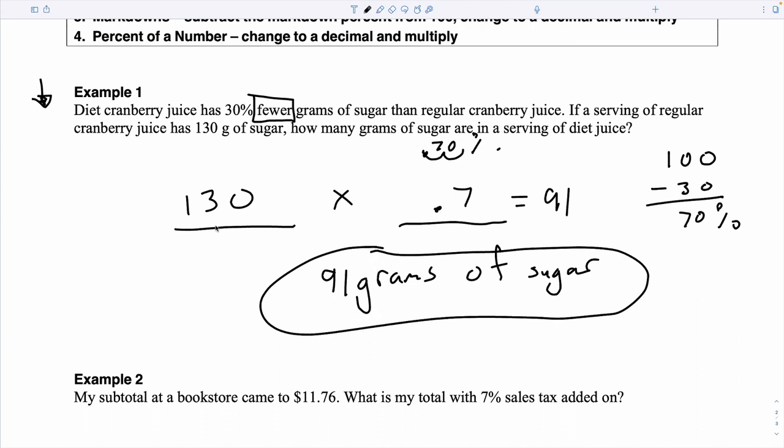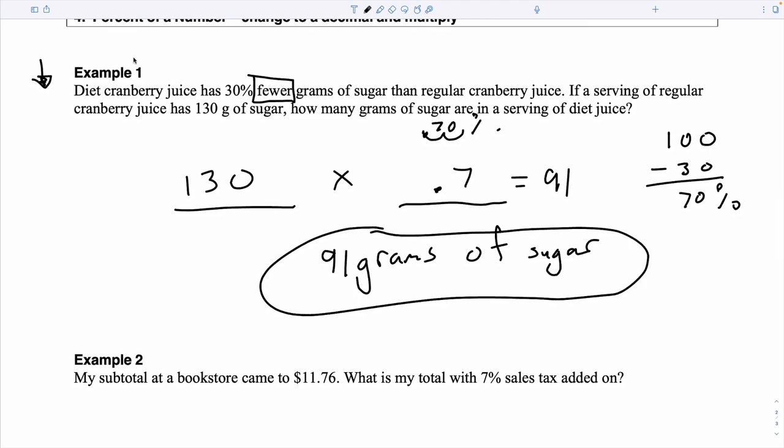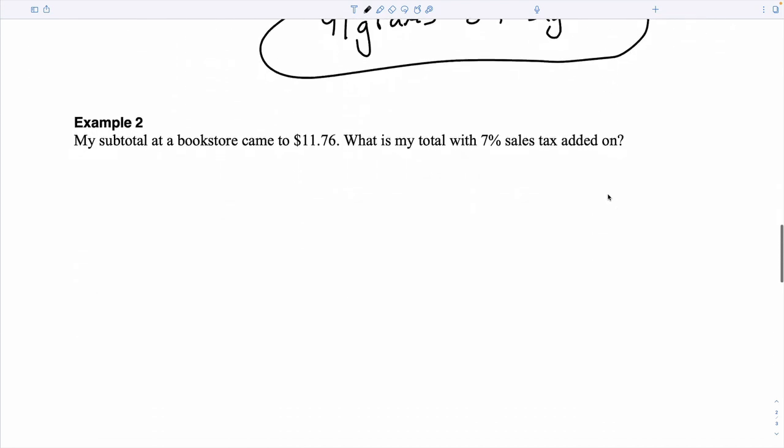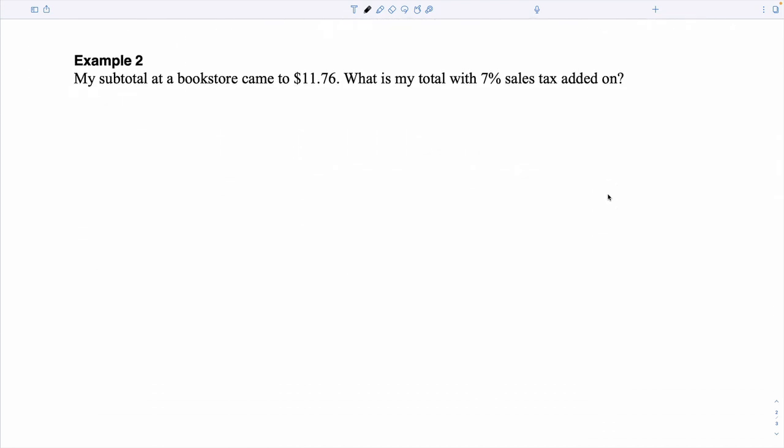That process is going to happen for the rest of these problems. The key to these is to pause long enough to make sure you know what type of problem it is and to make sure your decimal is moved correctly. Last example, then you've got a ton of work time. Max, read example 2. My subtotal at the bookstore came to 1176. What is my total with 7% sales tax added on? Thumb up, thumb down, or percent, show me.